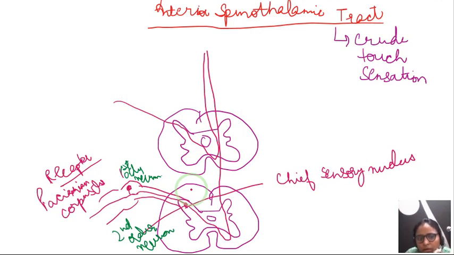They take their origin at the Pacinian corpuscle. From the receptor, it moves towards the dorsal root ganglion. Here it synapses and forms the first order neuron. From there, it moves towards the dorsal gray horn. At the chief sensory nucleus, it forms the second order neuron, and from there it will cross. This crossing also occurs at the spinal level.